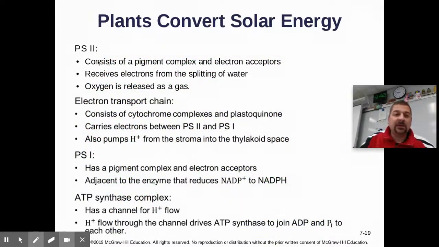Again, just some review here. Photosystem 2 has a pigment complex and electron acceptors. It receives the electrons from the splitting of water. And this is where our product of photosynthesis, oxygen, is released. It combines with another oxygen to make O2 gas, which can be released from the plant.